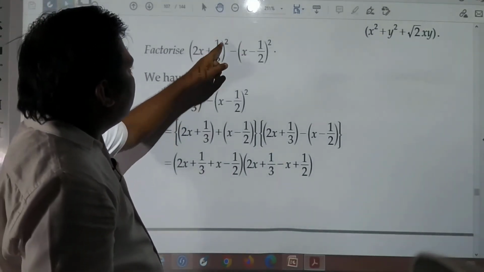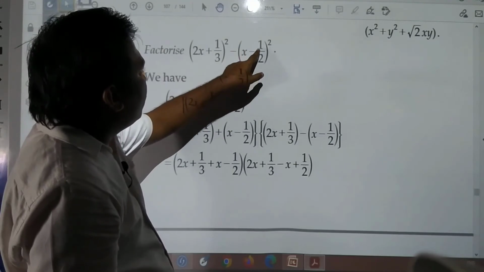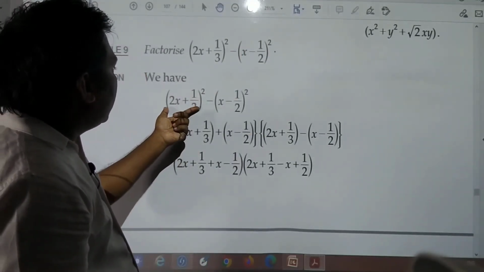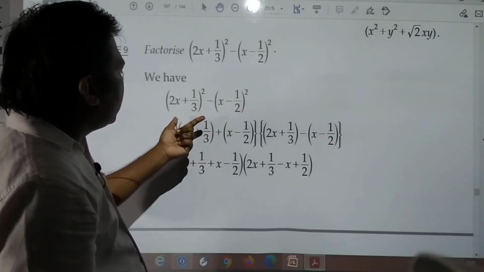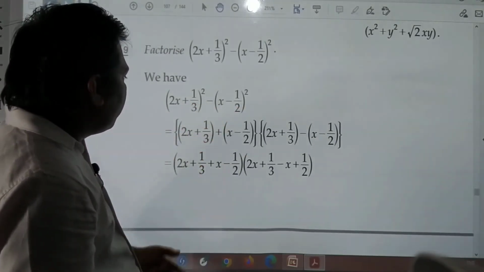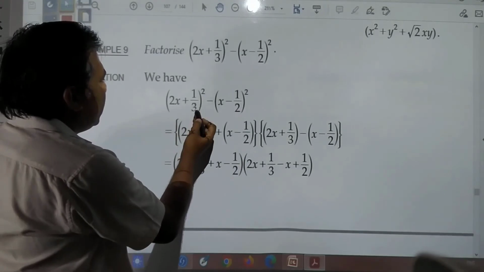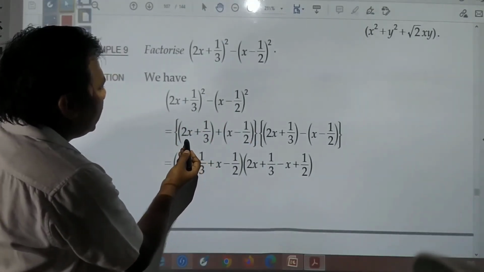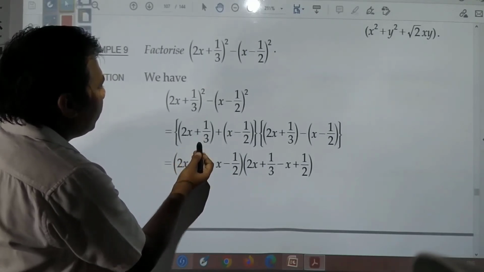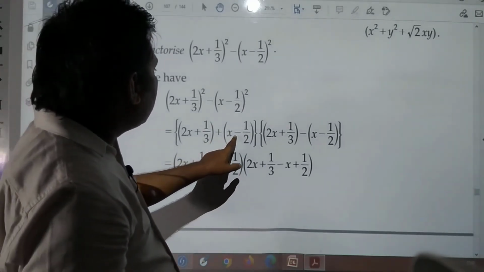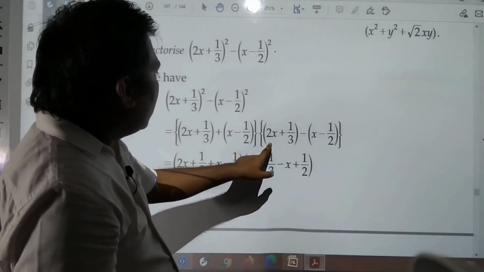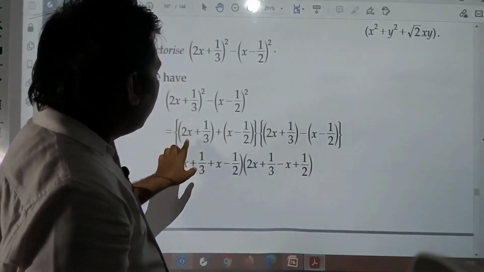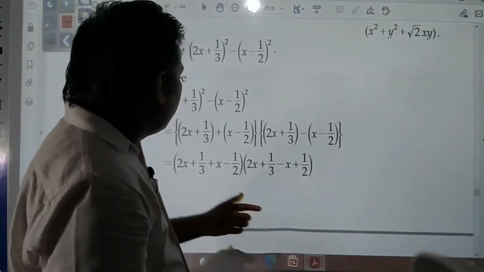2x plus 1 by 3 whole square minus x minus 1 by 2 whole square. Here you see how it has been solved. This is a and this is b. a minus b into a plus b. So 2x plus 1 by 3 whole square minus x minus 1 by 2 whole square has been written as 2x plus 1 by 3 plus x minus 1 by 2, and 2x plus 1 by 3 minus x minus 1 by 2. a plus b into a minus b.